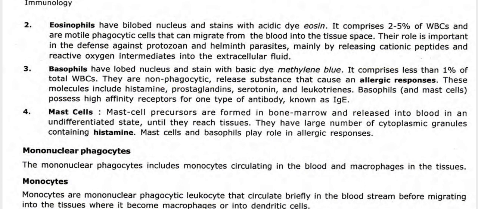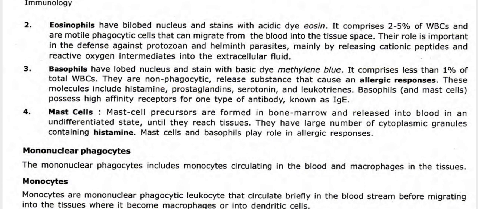Basophils have a lobed nucleus and stain with the basic dye methylene blue. They comprise less than 1% of total WBC. They are non-phagocytic and release substances that cause an allergic response. These molecules include histamine, prostaglandin, serotonin, and leukotrienes. Basophils and mast cells possess high affinity receptors for one type of antibody known as IgE.